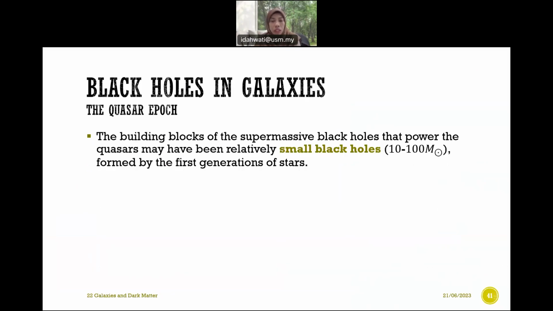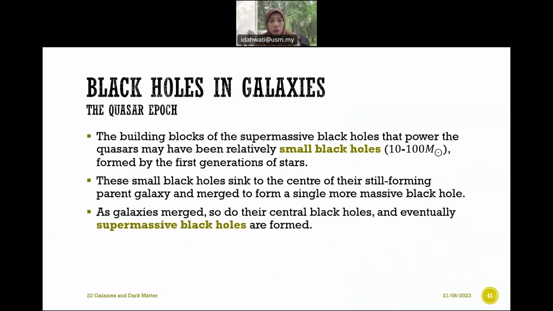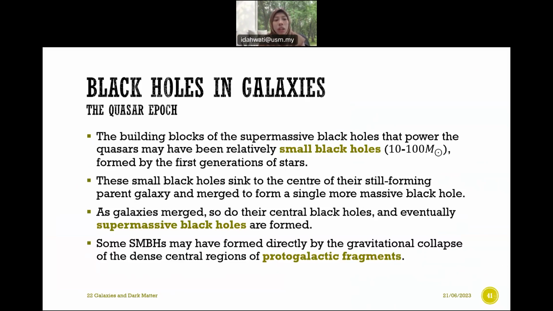We get small black holes formed by the first generation of stars. They are still forming in a parent galaxy and merge to form a single more massive hole, and eventually it can form a supermassive black hole. So some of these supermassive black holes, SMBH, may have formed directly by the gravitational collapse of the dense central region of protogalactic fragments.